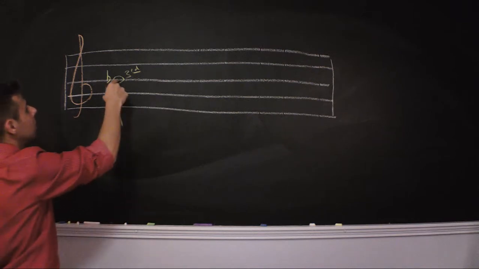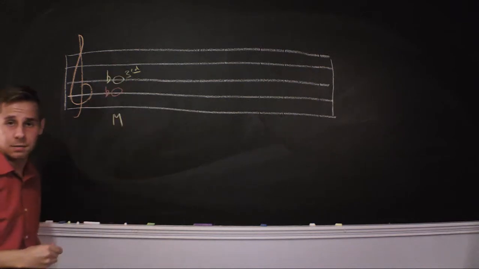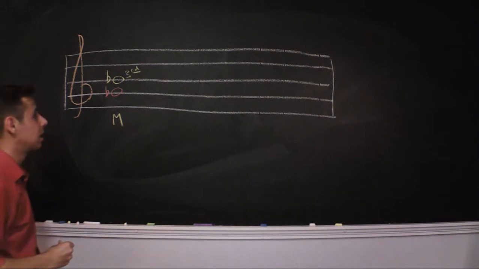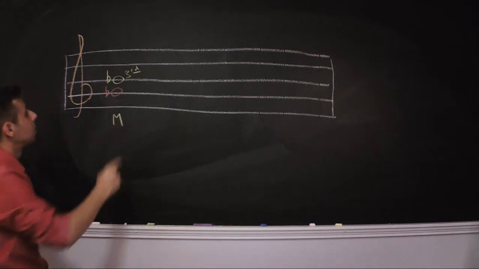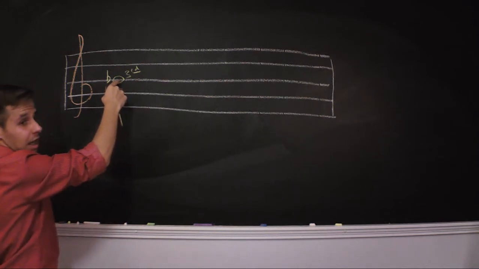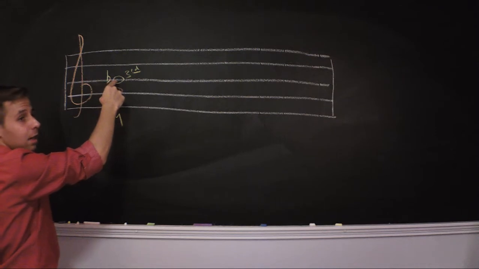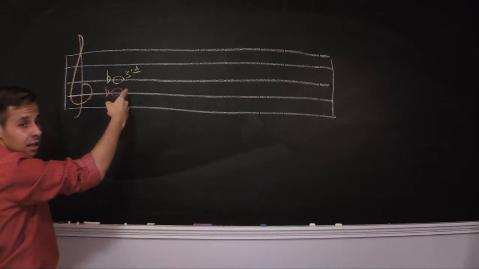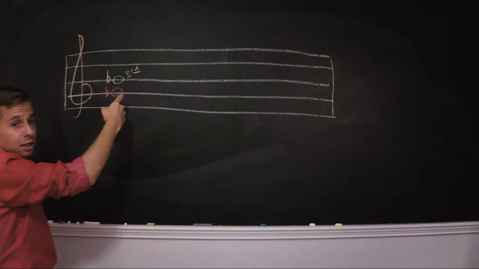Now, we also know that the 5th is 3 half steps above the 3rd. So B flat, half step up is B, half step up from B is C, half step up from C is C sharp.